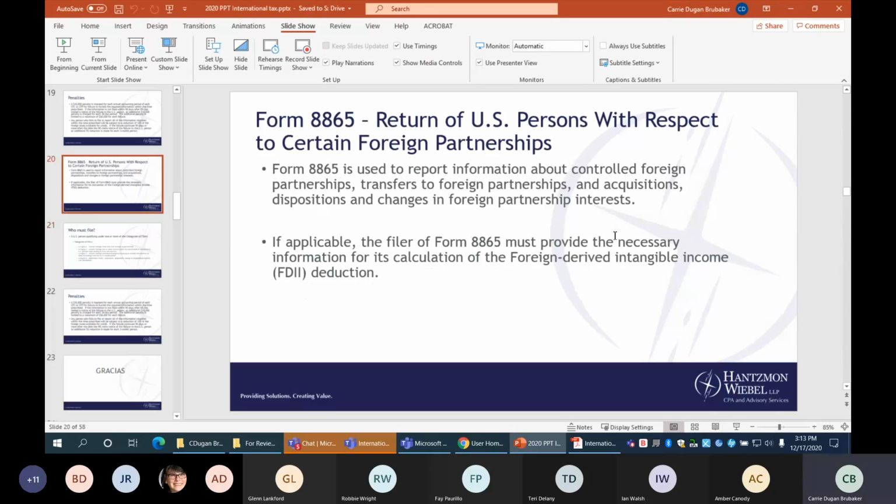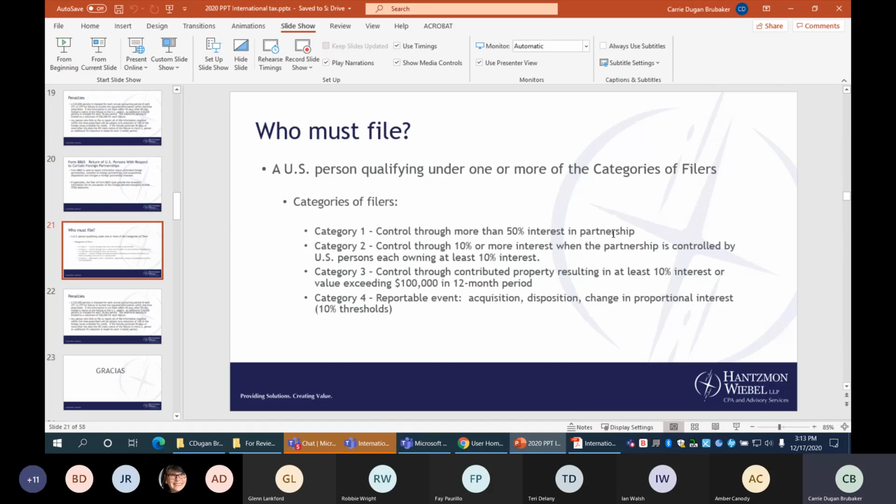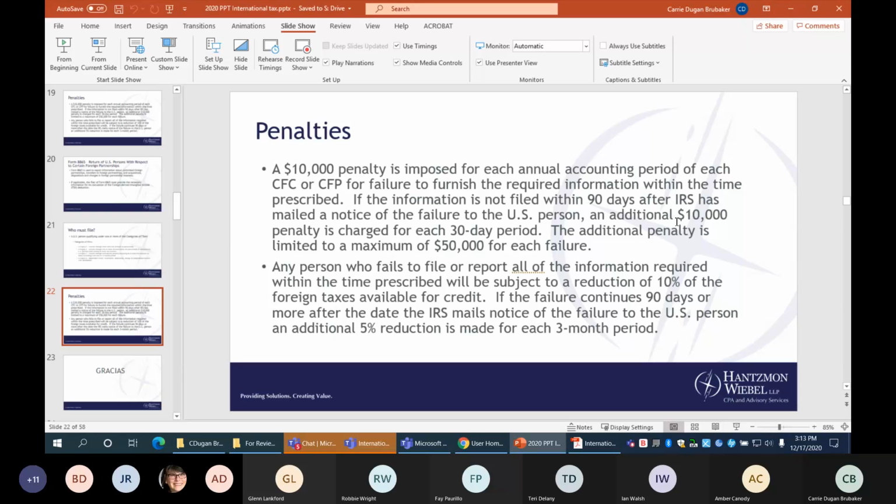Much like the 5471, there are different categories of filers, depending on what type of category then dictates what information on the form you fill out. Again, penalty is about the same as the other forms there, 10,000 up to 50,000.